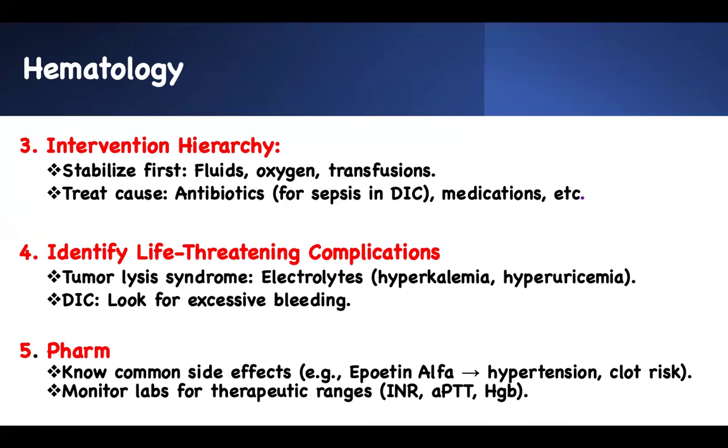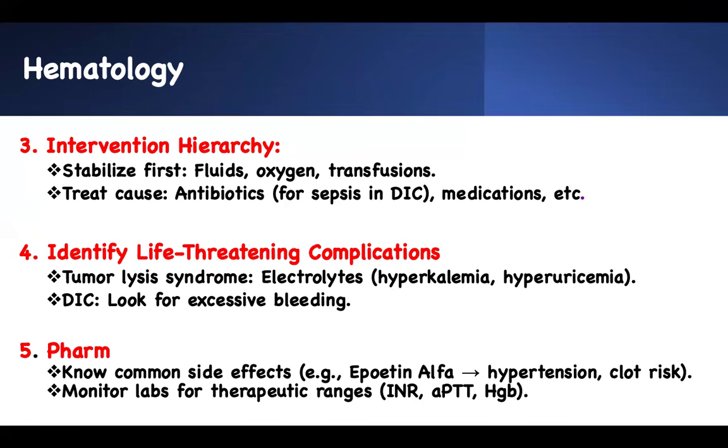Of course, you've got to pay attention to life-threatening complications like tumor lysis syndrome. We'll go through them, and you know what it means because of the electrolyte abnormality associated with that, like hyperkalemia, that can affect your heart and you go into arrhythmia. In DIC, there will be excessive bleeding everywhere. So you've got to prioritize. This is what is going to kill them.